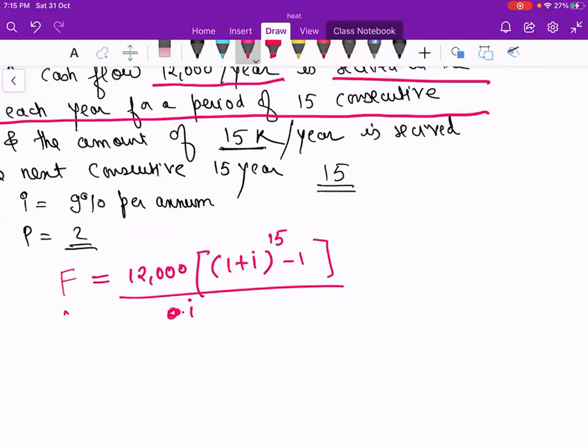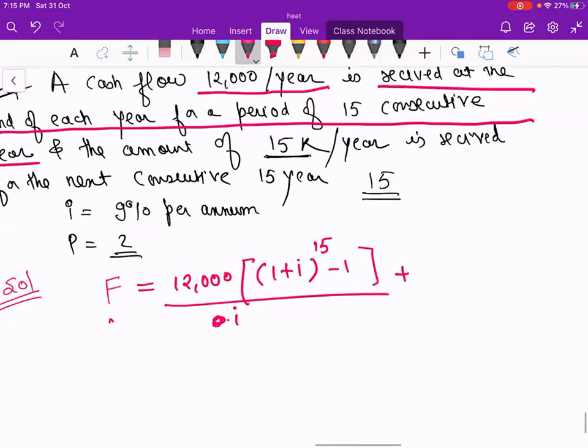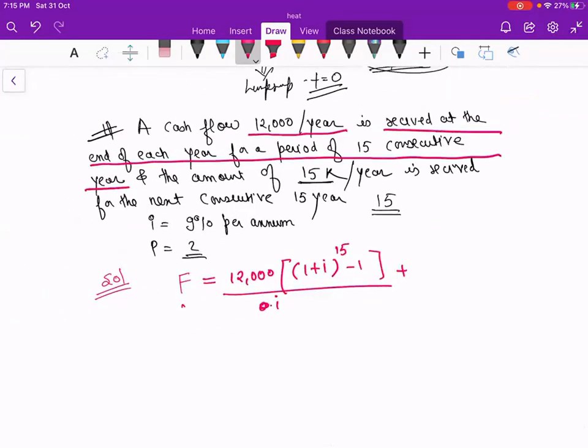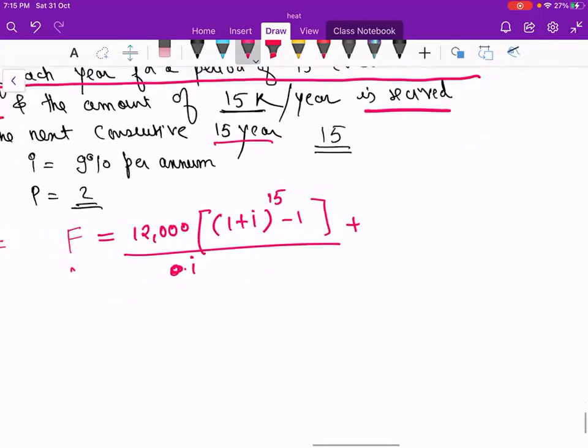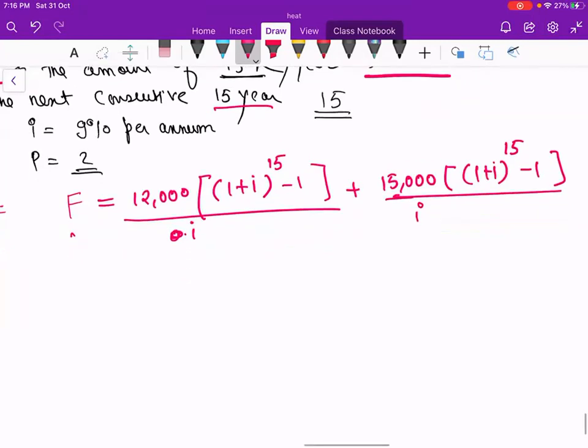Plus, for the next 15 years, the amount for the next consecutive 15 years. Okay, बस उसके 15 साल के लिए कितना मिला, 15,000 मिला है. So 15,000 is received for the next 15 years, 15 minus 1 upon i. Now what do I want? Present value. So this is the formula of F.